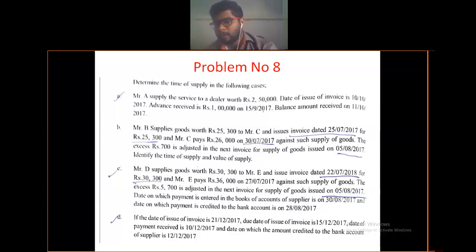So here the advance amount is not there, the excess amount paid is not there, only the date information is given. How we solved the previous examples, in the same manner you have to determine the time of supply. So here the date of issue of invoice is 21st December, the due date, that is the last date for issuing the invoice, is 15th December, date of payment received is 10th December, and credited to bank account is 12th December. Whichever is the earlier date, which one is earlier? 10th December 2017, that is the date of payment received, that is considered as the time of supply.